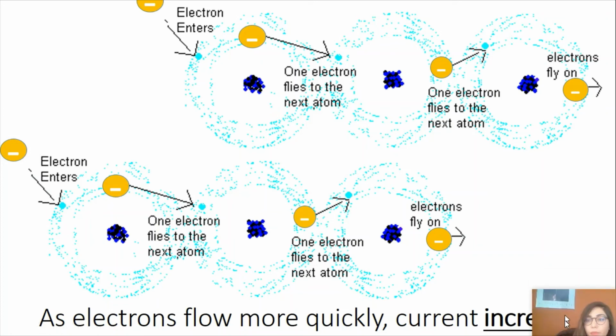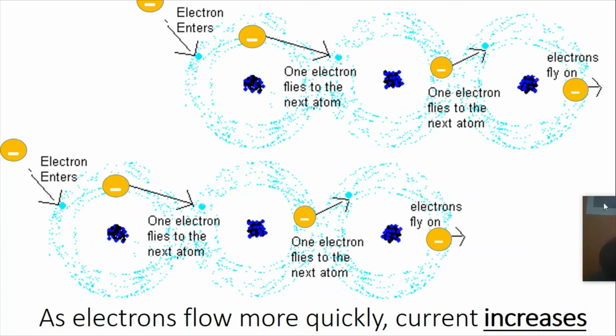So current is measured in something we call amps. So if electrons are flowing more quickly, you have more amps. So if the number of electrons that pass a given point in time is greater, they're passing the point more quickly, more electrons are passing at any given time, you have more current.